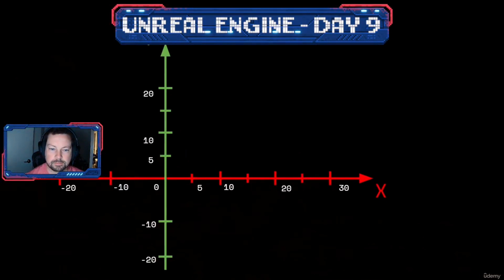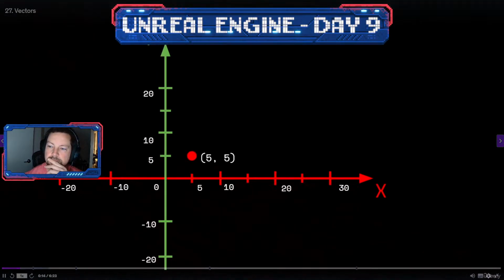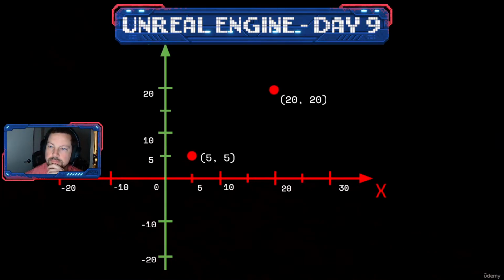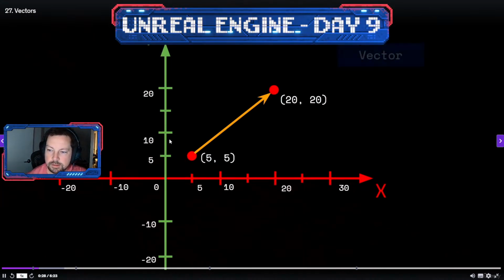Imagine we have a point in 2D space with xy coordinates 5, 5, and we have another point at 20, 20. Now imagine that we draw an arrow starting at 5, 5 and ending at 20, 20. An arrow with a starting point and an ending point is known as a vector.